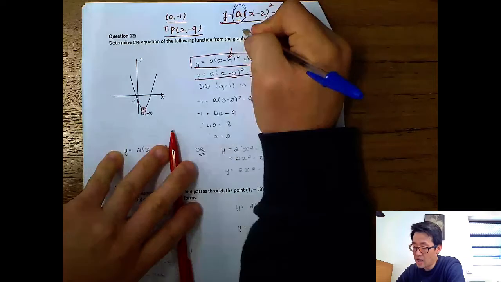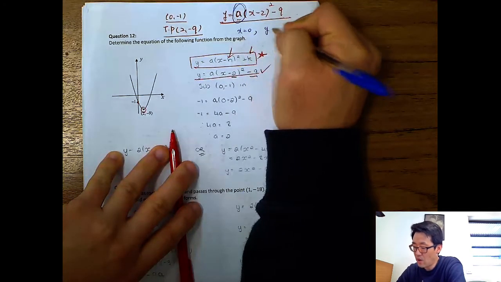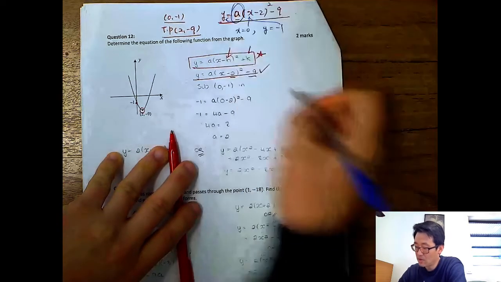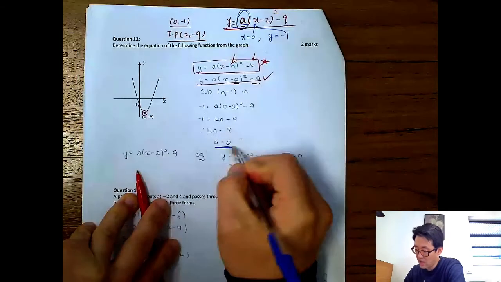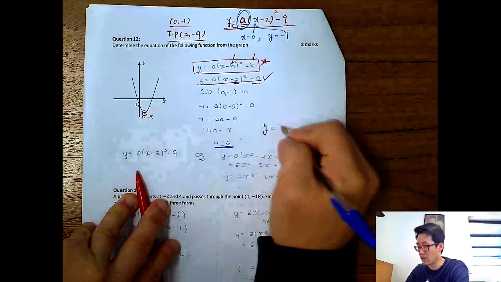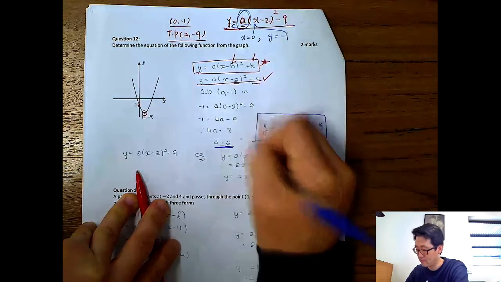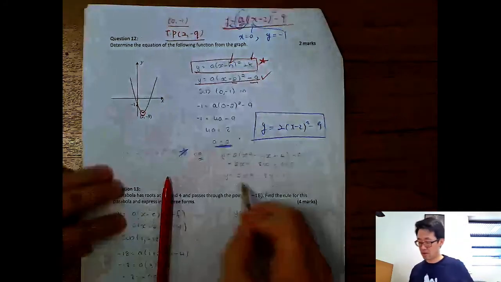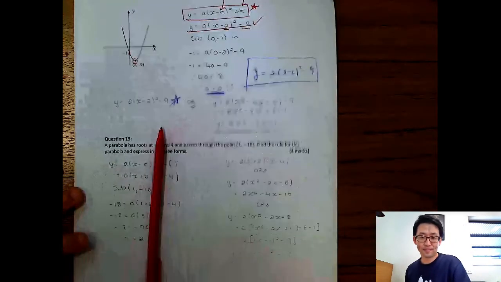In this case, I know when x equals 0, y is going to be minus 1. So I just plugged in the other point. Then I can get A. You work that out. So A is 2. Therefore, y equals 2, x minus 2 squared minus 9. Done. Okay, unless they ask you to expand it.